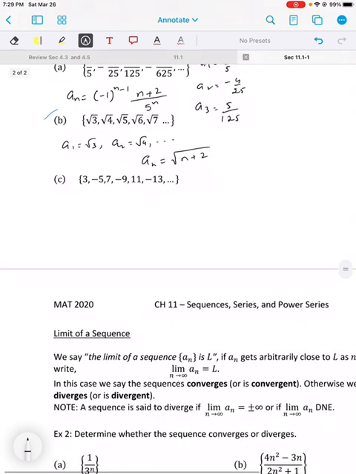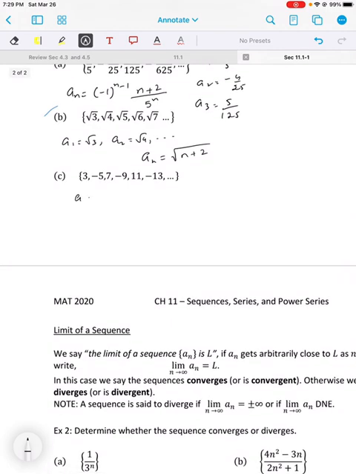Okay, looking at the next one, a1 is equal to 3, a2 is negative 5, a3 is 7, and so on. a4 is negative 9, a5 is 11. So what do you notice here? If you are able to see what type of numbers we are dealing with, these are odd numbers. And then we have the alternating thing. So for sure there is a negative 1 raised to.